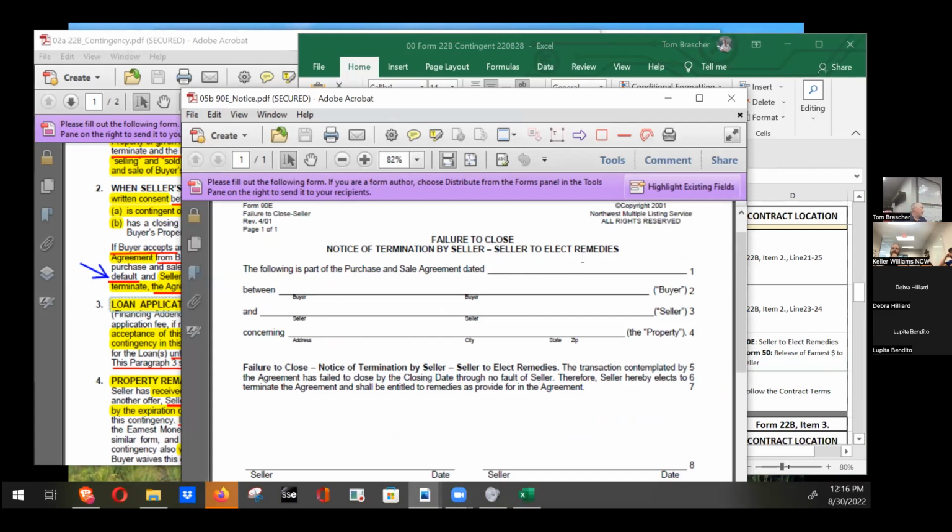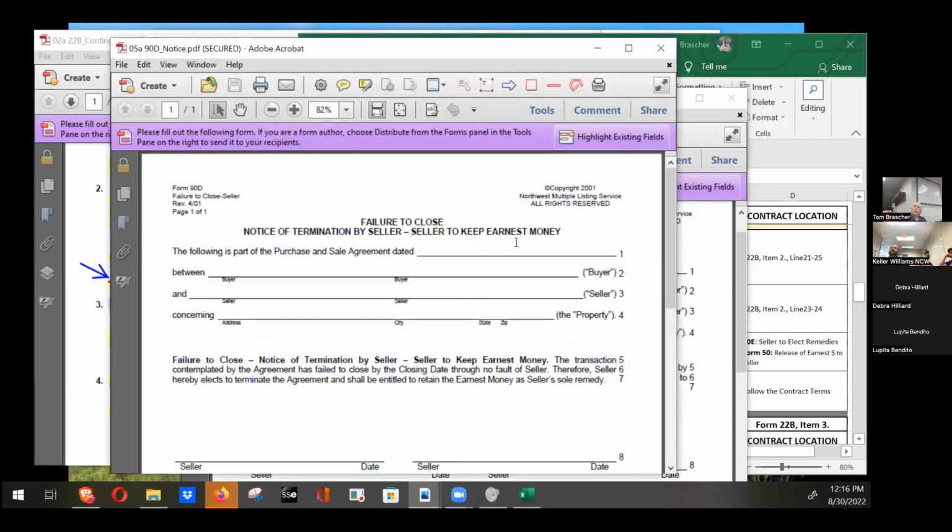Now, if you check the box for return of earnest money, then it's form 90D. Such a better form. Electing the remedies, to me, is an invitation for a long litigation. This is one for earnest money, so that's the form that you would use, and also with that, form 50 for return of earnest money.